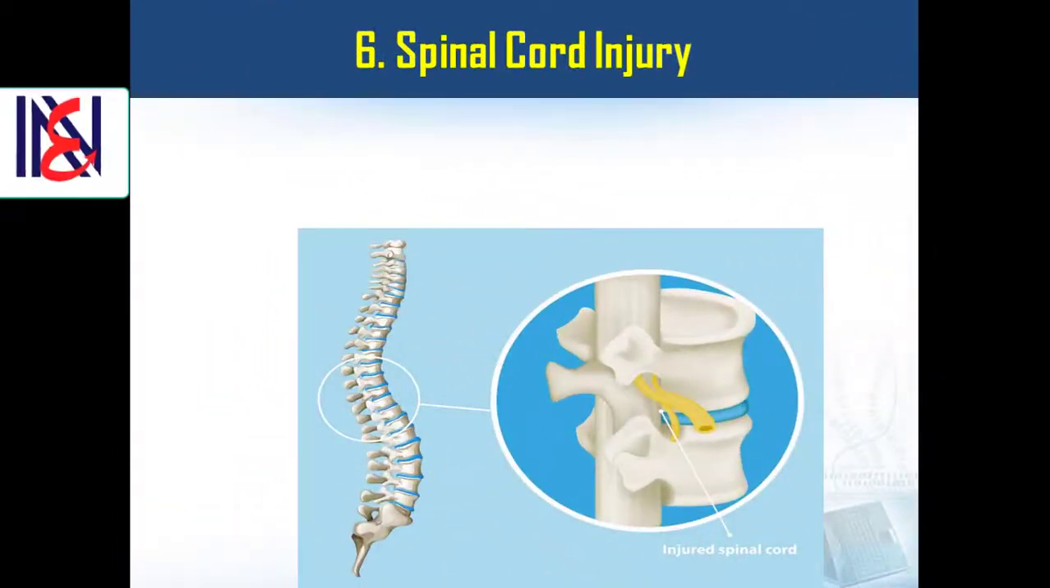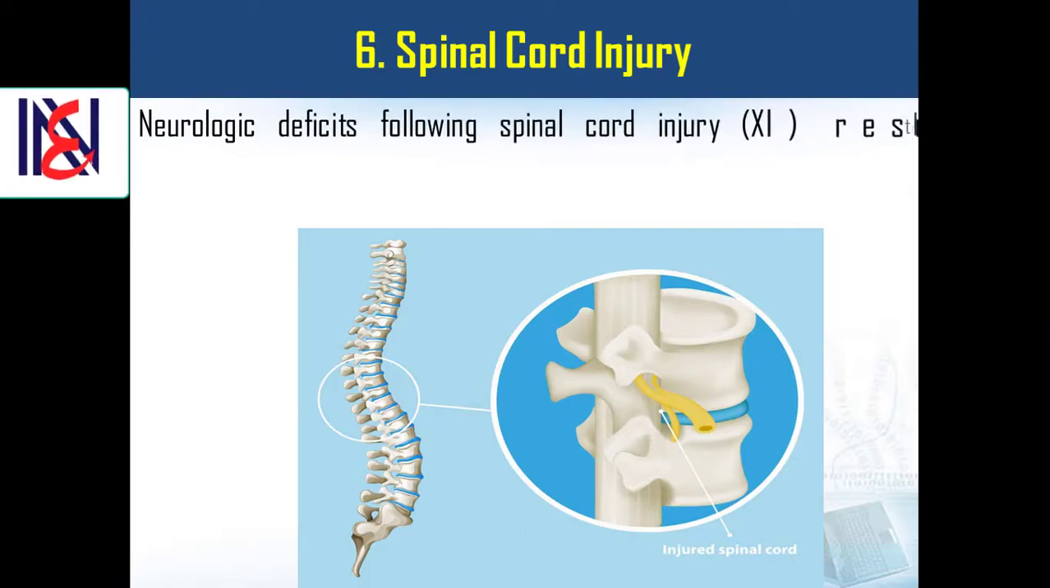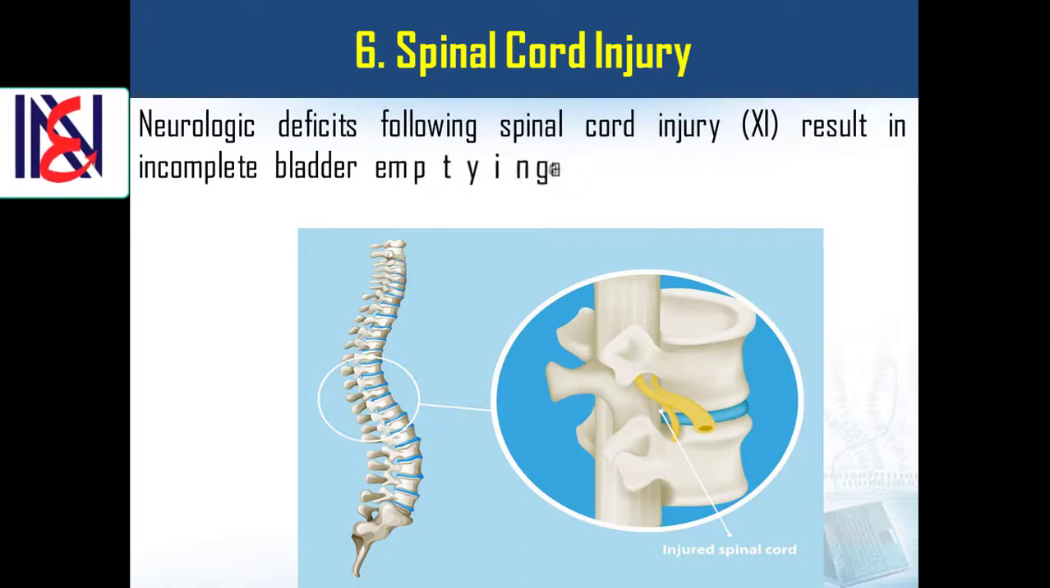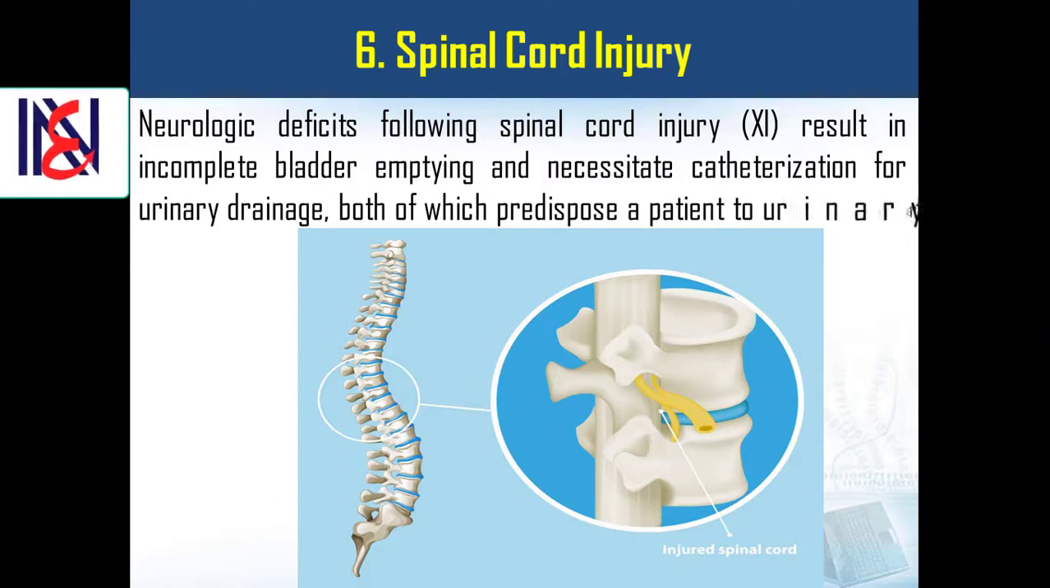6. Spinal cord injury. Neurologic deficits following spinal cord injury may result in incomplete bladder emptying and necessitate catheterization for urinary drainage, both of which predispose a patient to urinary tract infection.